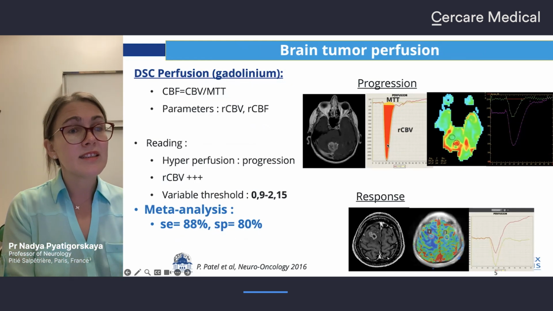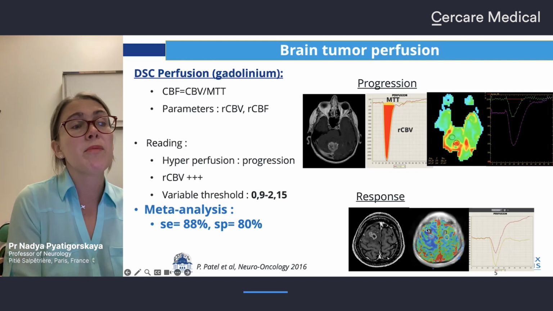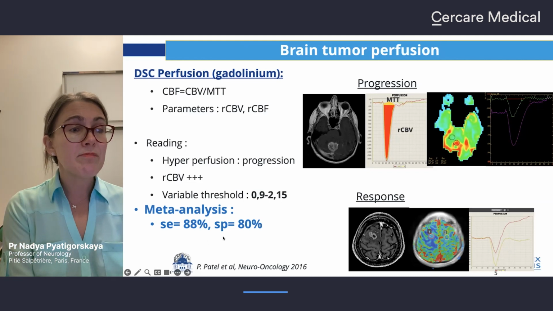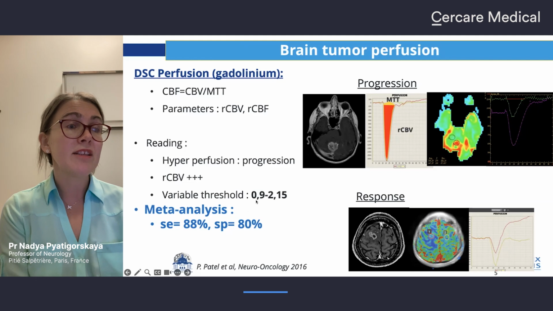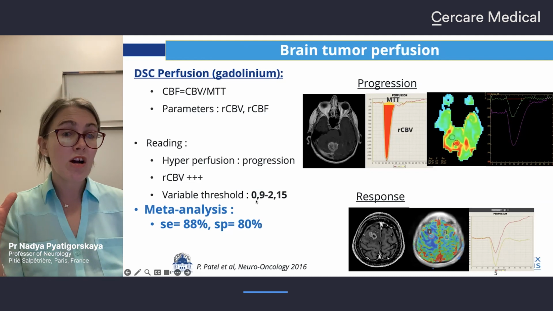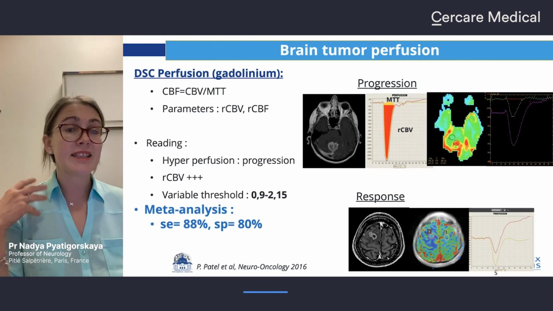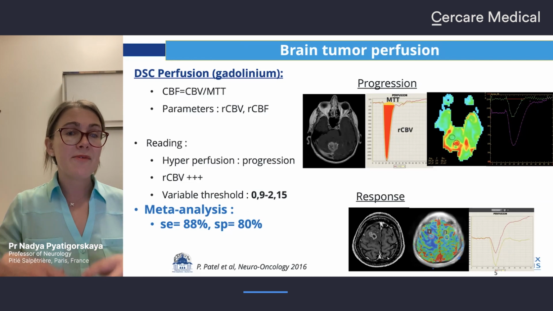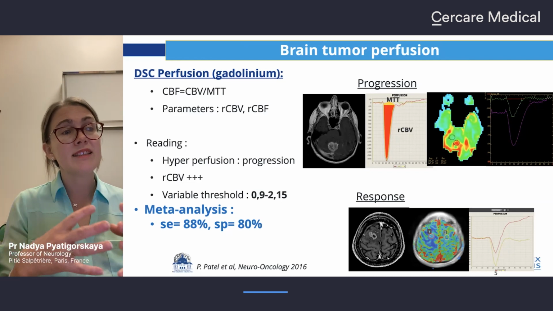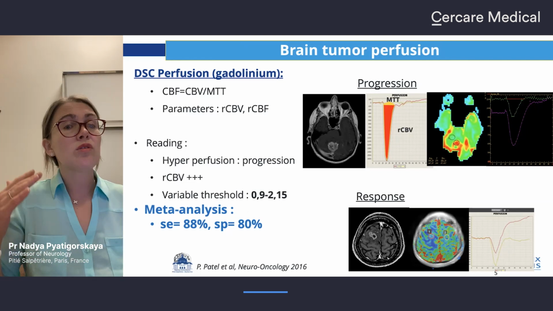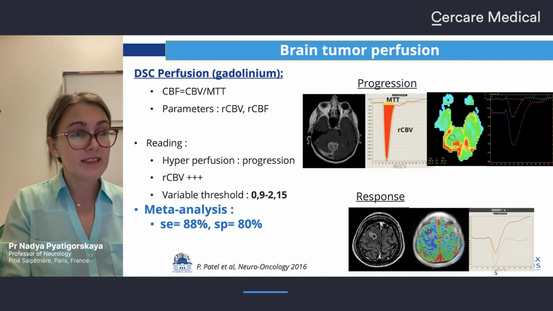When it's increased, it's probably a progression, and when there is no increase, it's probably a response. However, the performance is not perfect, and particularly the problem is that the threshold is extremely variable between the studies. So sometimes we have a really hard time concluding on individual cases based only on the cerebral blood volume.